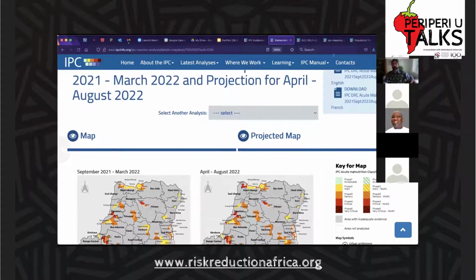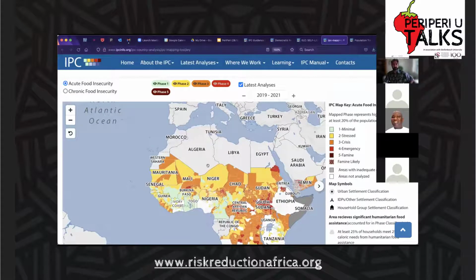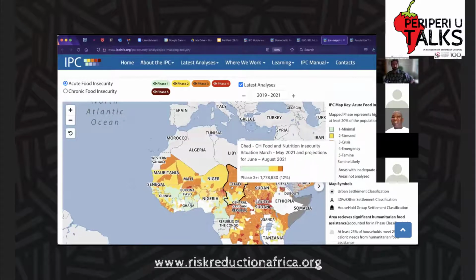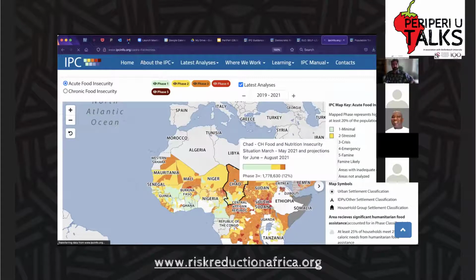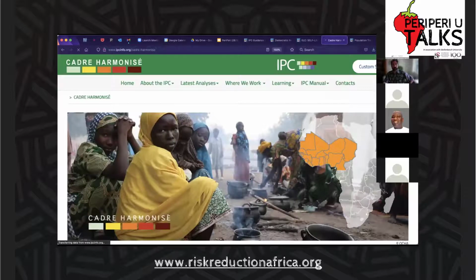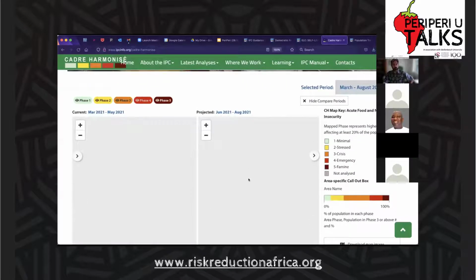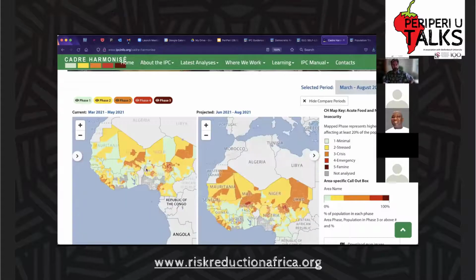Feel free. I showed you a map a little while ago. This is the IPC mapping tool. This again is available for you to use at will. You can zoom in on a particular country, particular region, and it will give you the analysis down to the level of disaggregation that we were able to support.